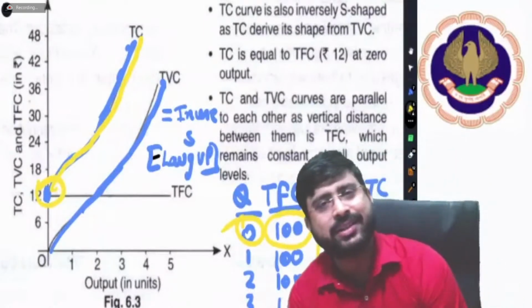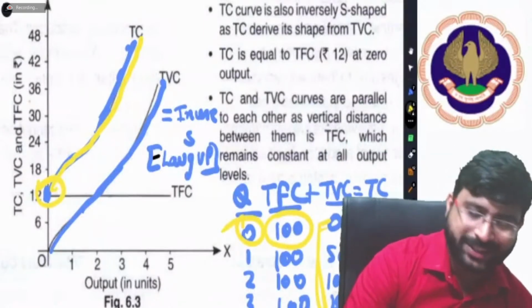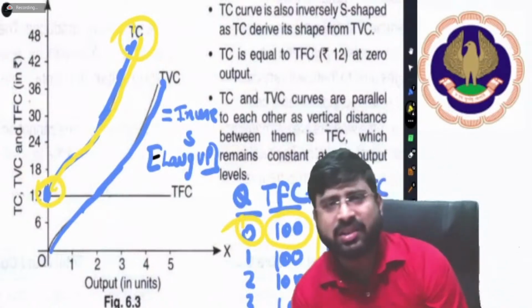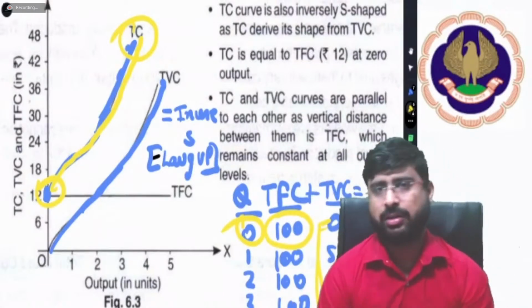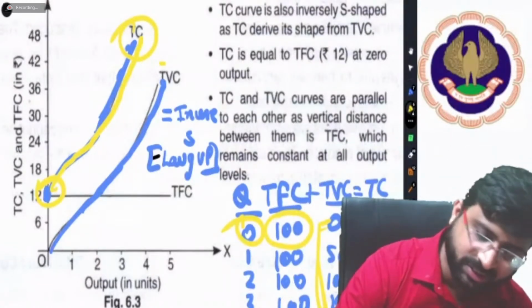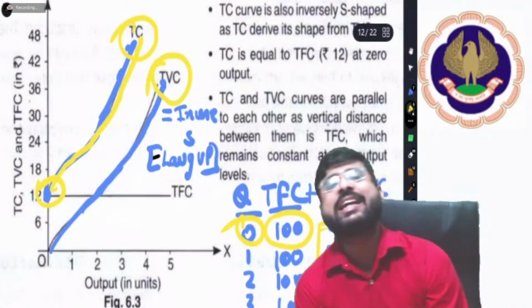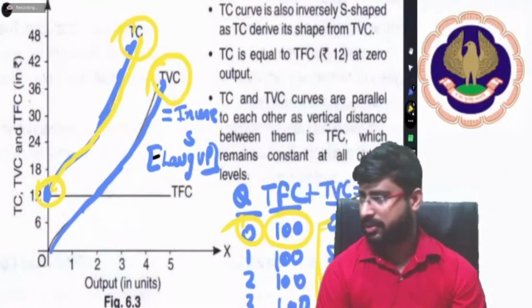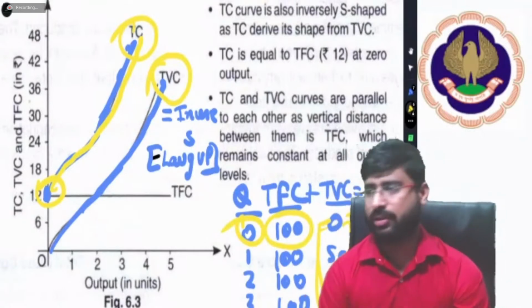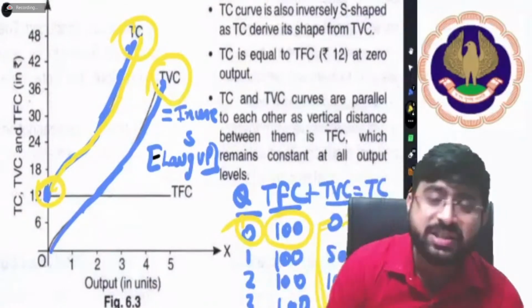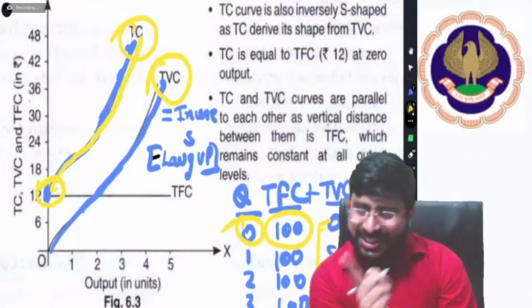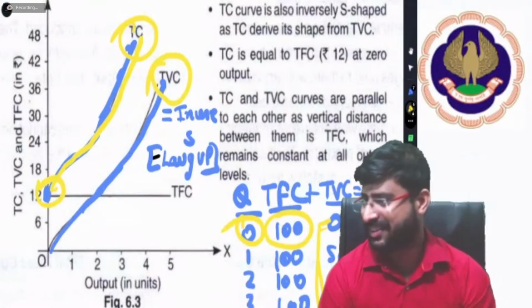You guessed it right. TC is taking the shape of TVC, because it's changing the way TVC does.